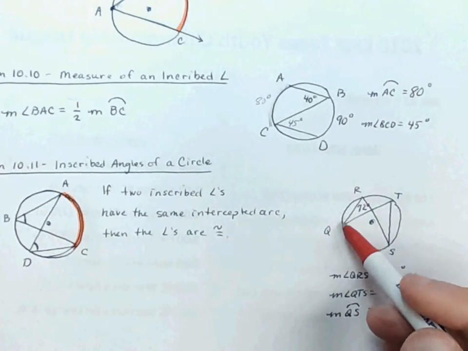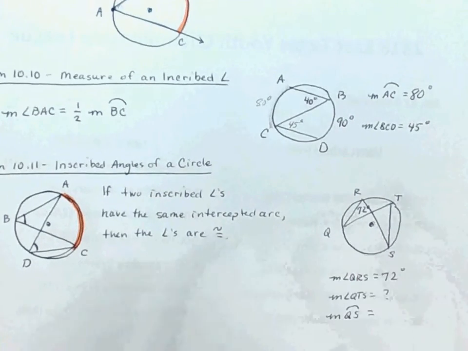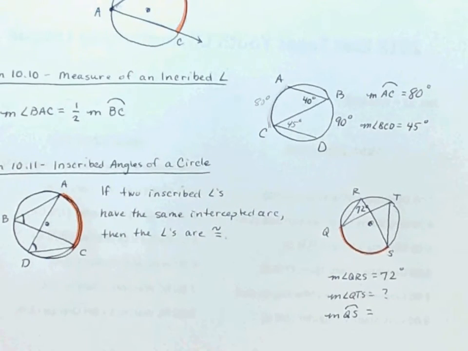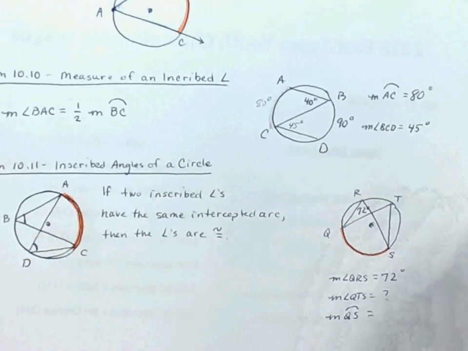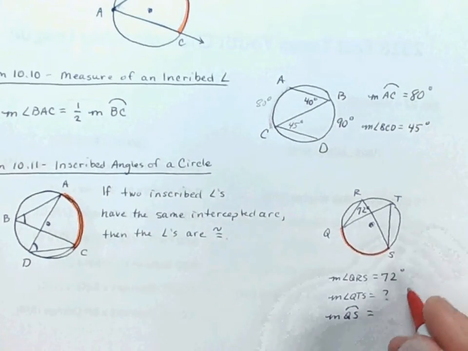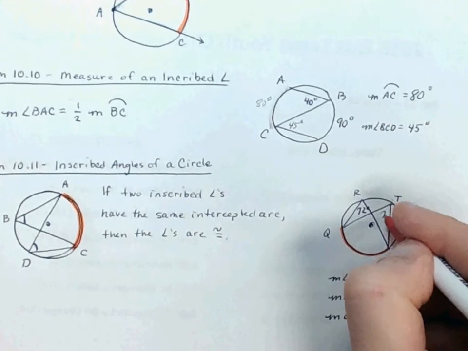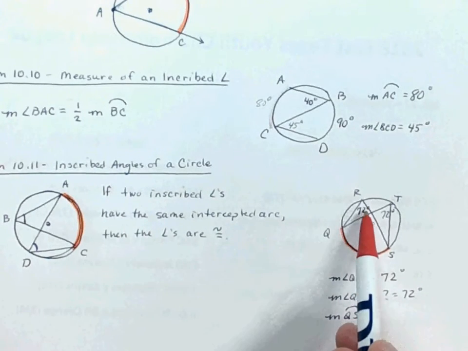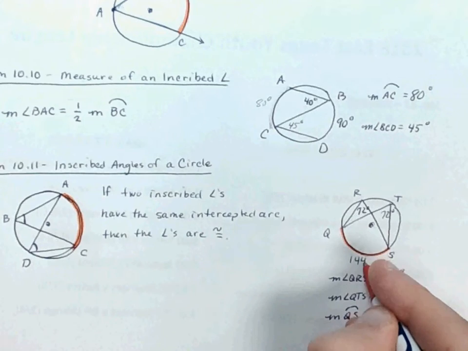Now what do you notice about QRS and QTS? They share an intercepted arc. So since they have the same arc, that means that they must be the same measure. So the measure of QTS would be 72 degrees. And we know that the arc is how much of the angle? It's twice as much. So our arc would have to be 144 degrees.